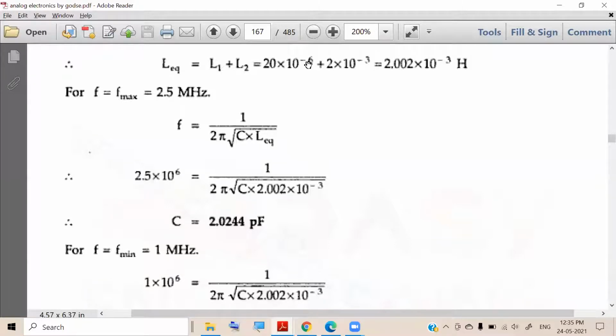Next, 2.25 into 10 power minus 13. 2 point... How much? 256? No, again carefully check your calculation, please.